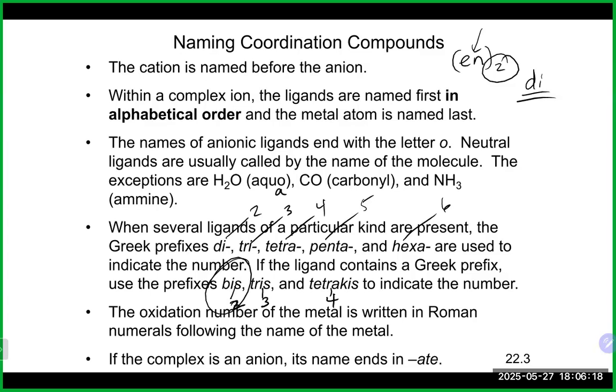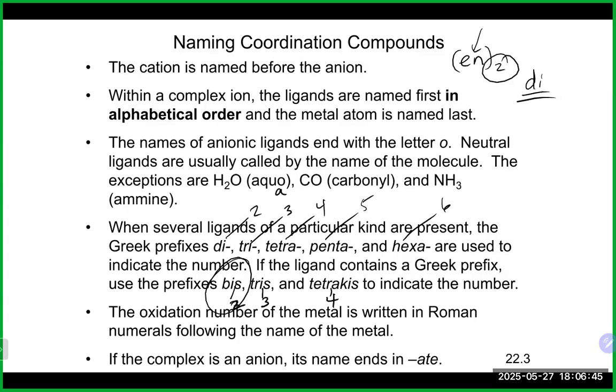The oxidation number of the metal is always written in Roman numerals and follows the name of the metal. So we always go with the ligands attached to the metal first, in alphabetical order. The name of the metal will always come, and listen to what I'm going to say here, it will always come at the end of the complex ion part of the name.